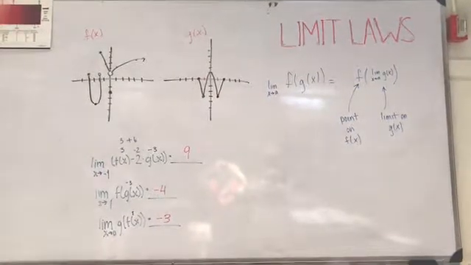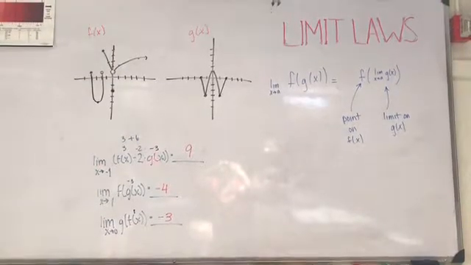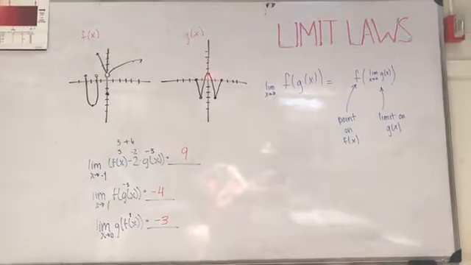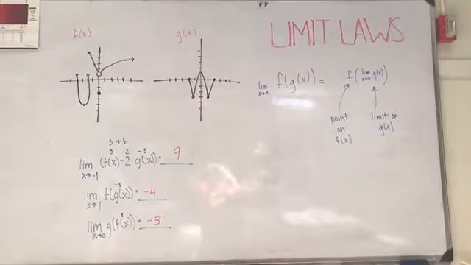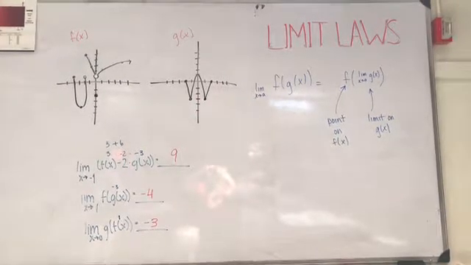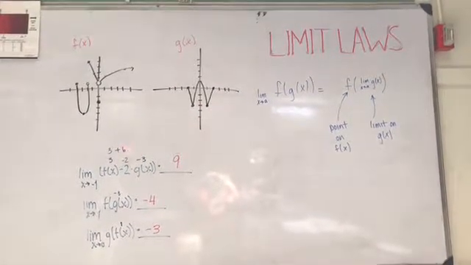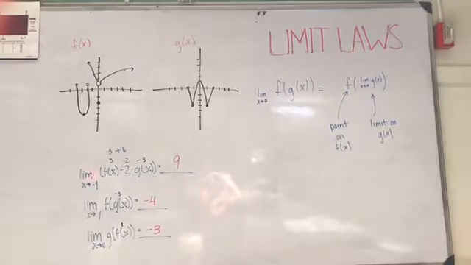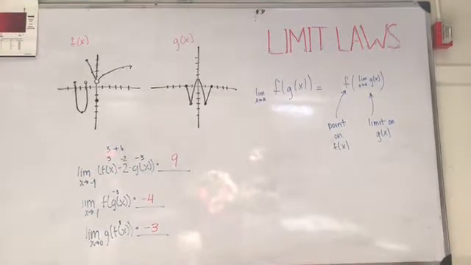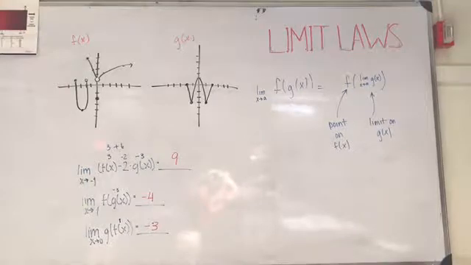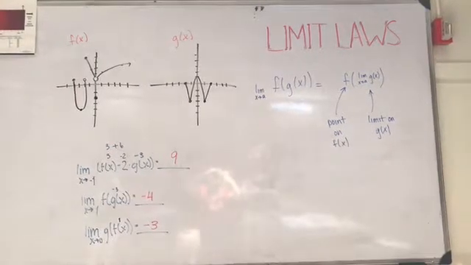In this limit law, we would take the limit as x approaches -1 on the graph of g, which is -3, and multiply that by -2 to give us a +6, and take the limit as x approaches -1 on the graph of f, which is 3, and therefore we add 3 and 6 to get us 9.